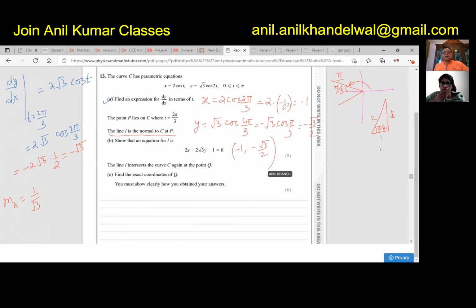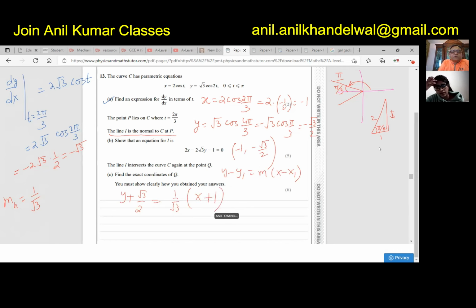Now you know the slope, and you can write down the equation as y minus y1 equals to m times x minus x1, correct? And plug it in. So y minus y1 in this case is y plus square root 3 over 2, because minus minus becomes plus, equals to m, which is 1 over square root 3, times x minus x1, which is x plus 1.